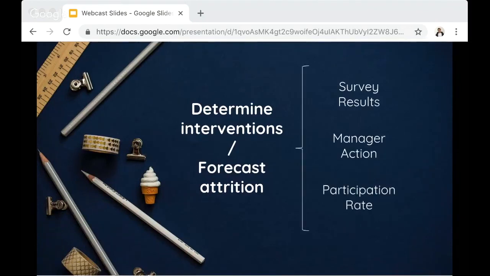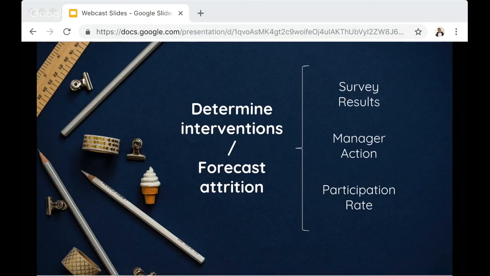The other thing that you can do with the data is to determine the interventions that are run, and to also forecast, for example, their impact on attrition. So you can use a combination of three factors: survey results, managers' action or inaction, and the participation rates, to be able to identify engagement or disengagement within every team.